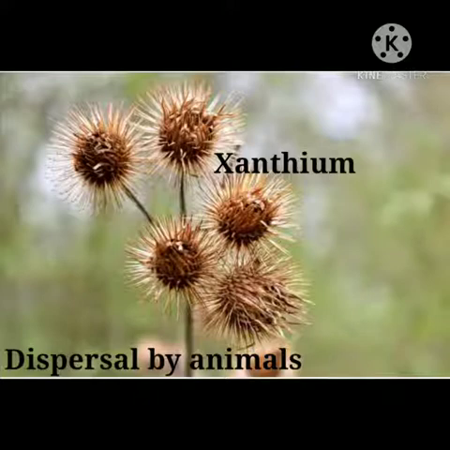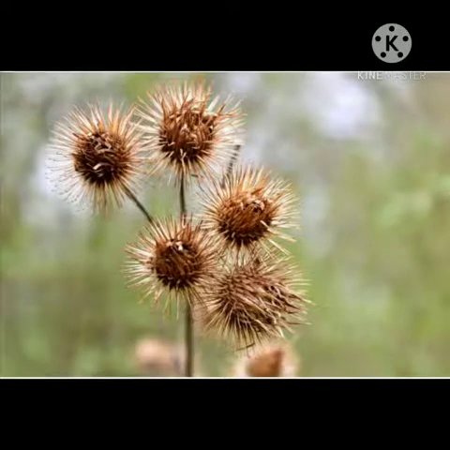The given picture is of xanthium, and it has a hook, you can see in the picture, by which it gets stuck onto the body of animals or on the clothes of human beings. This is how xanthium seed is dispersed.